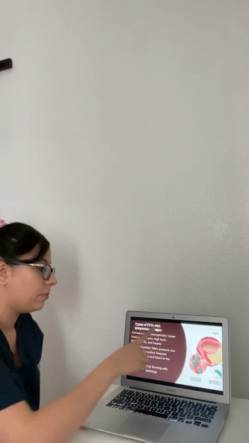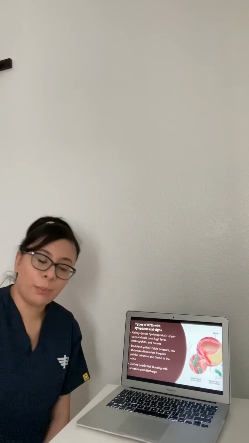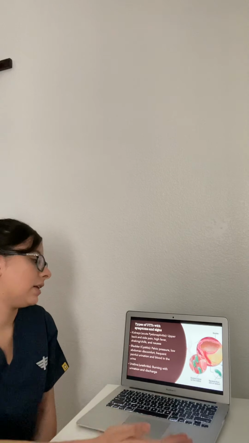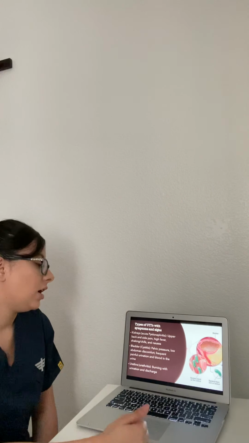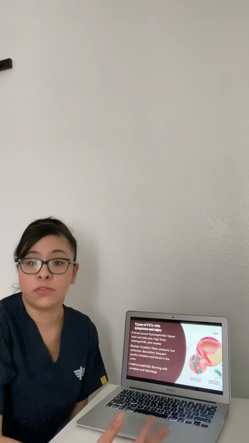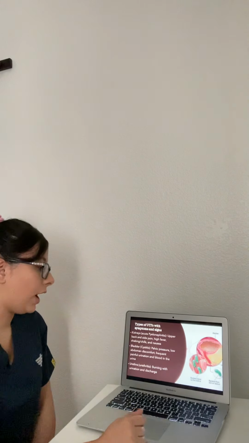When you do have this, you have upper back pain, high and side pain. You have high fever. You'll be shaking, very, very chilly, and you will have some nausea.